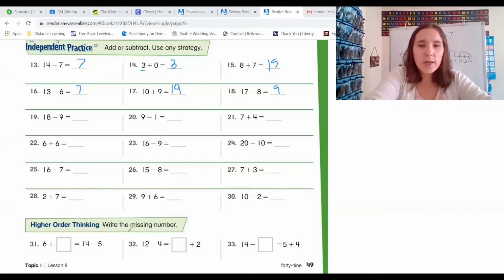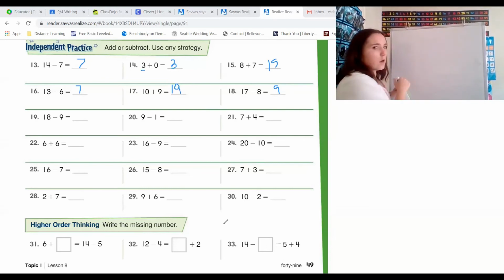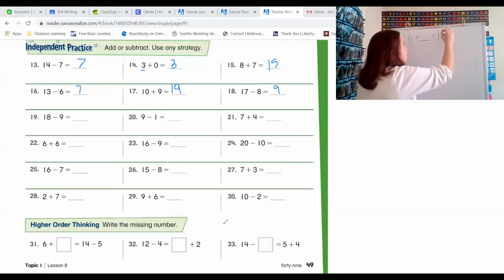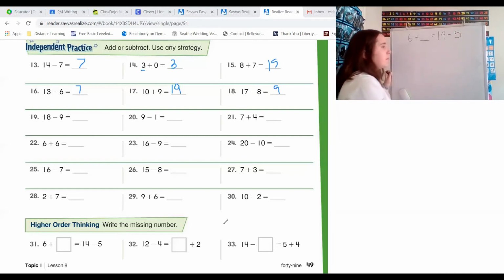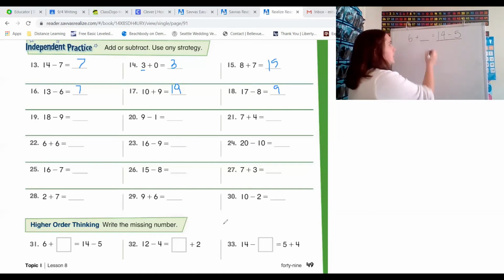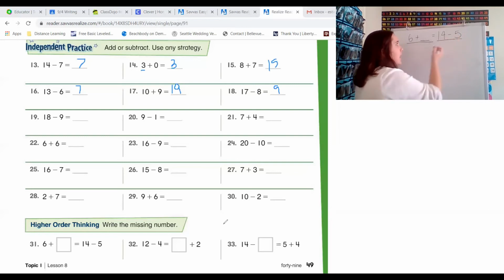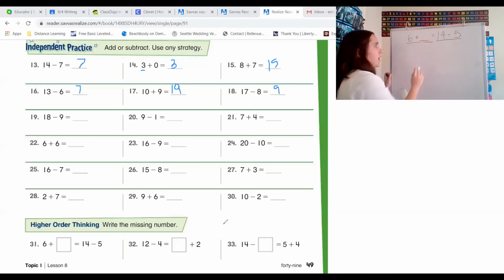Okay, it says write the missing number. I'm going to write this on my whiteboard. We have 6 plus something equals 14 minus 5. So remember, whenever we have an equal sign, that means that you need to make sure whatever value is on this side is the same as the value on this side. That means the answers have to be the same. So whatever the answer is to this has to be the same as the answer to this, okay?